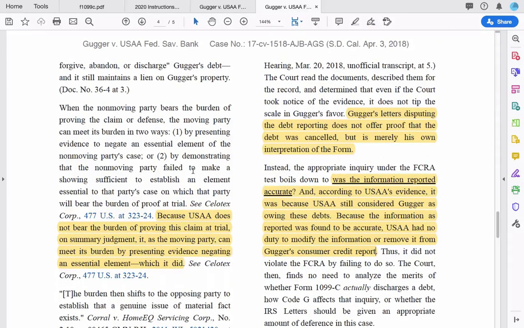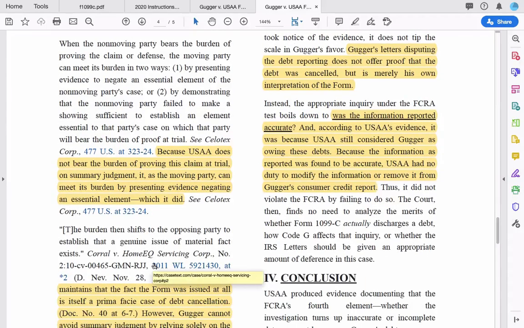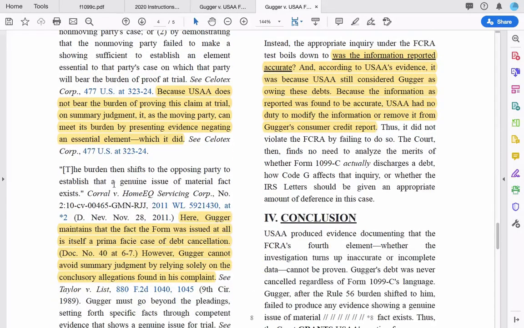And so the judge says, so they did enough to kind of hit the ball over the net into your court, Mr. Consumer, now you've got to respond to it. Because the bank does not bear the burden of proving this claim at trial, on summary judgment, a moving party can meet its burden by presenting evidence negating an essential element of the consumer's claim, which it did. The burden then shifts to the opposing party.